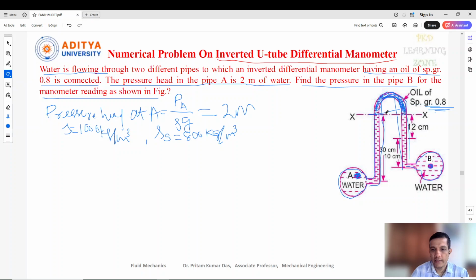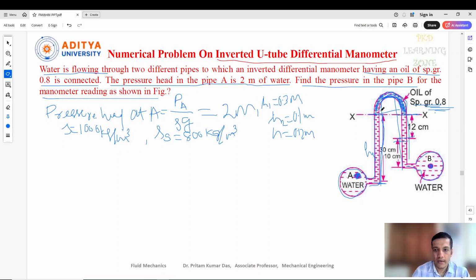This total height is given as 30 centimeters, so we can consider this h1 equal to 0.3 meter. Similarly, this height is 10 centimeters, that is h2, so let's consider h2 as 0.1 meter. And this is a height of 12 centimeters, that is h, 0.12 meter. Now we need to find the pressure at pipe B.